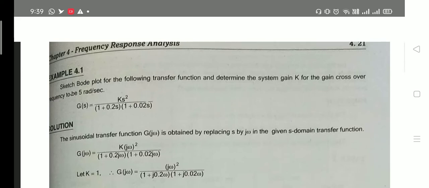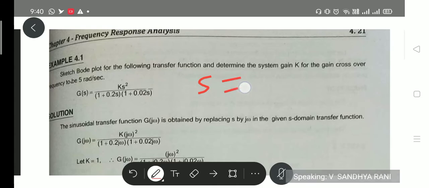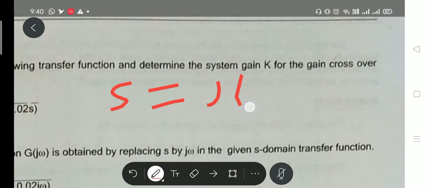This is one model problem. Sketch the Bode plot of the following transfer function. Determine the system gain k for the gain crossover frequency to be 5 radians per second. He has given G of s is equal to k s square by (1 plus 0.2 s) into (1 plus 0.02 s). What is the first step? To substitute j omega in place of s.